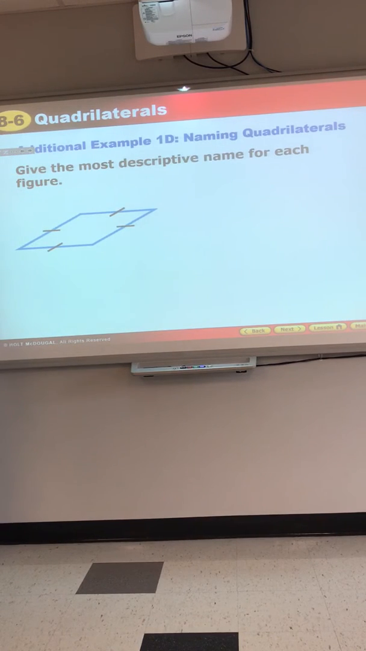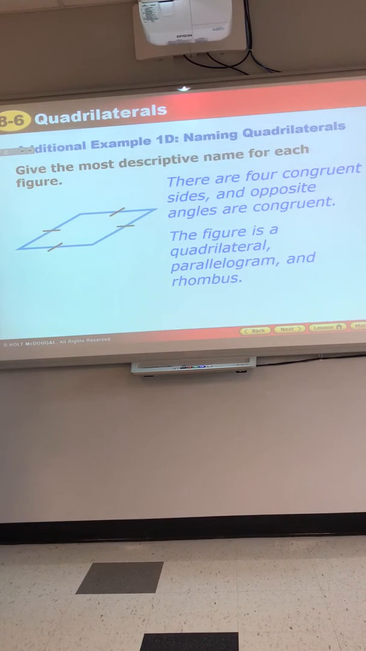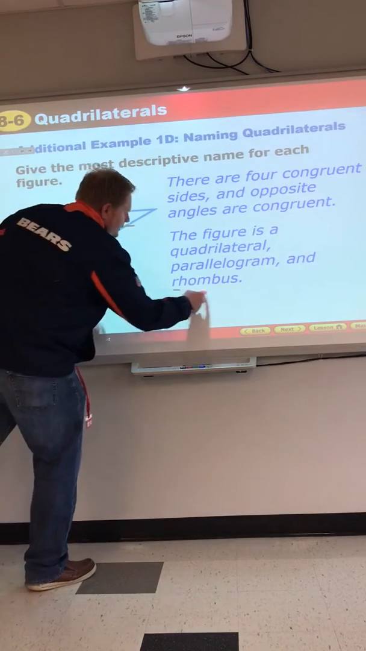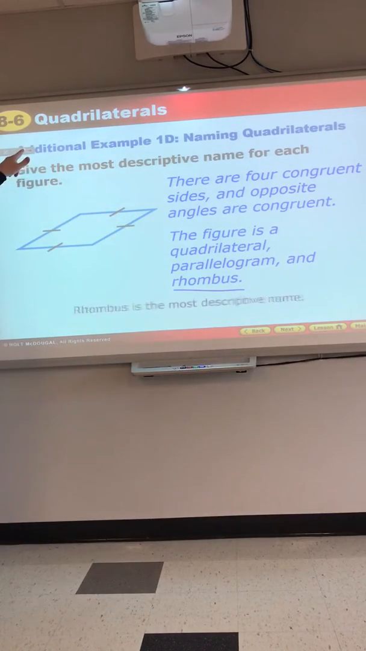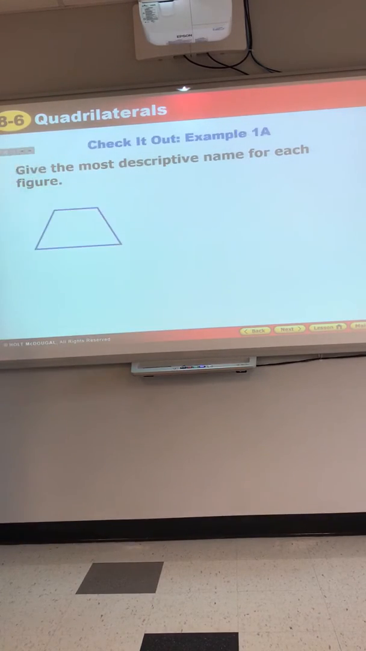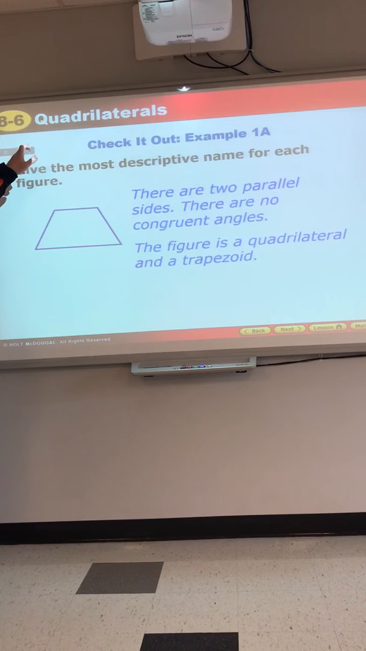Now this figure, 4 sides that are the same. None of these angles seem to be 90s, so that would be a rhombus. The most descriptive name. Now we have one. No right angles, but 2 parallel lines, or a pair of parallel lines. Only 1 pair. Hopefully you see, it's a trapezoid.